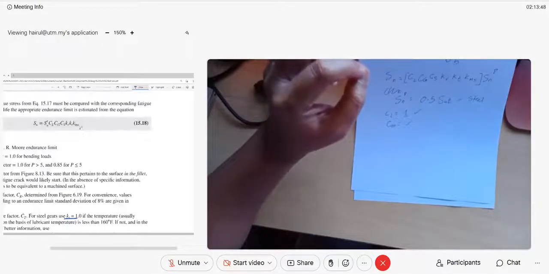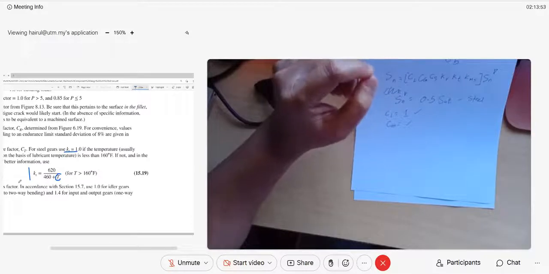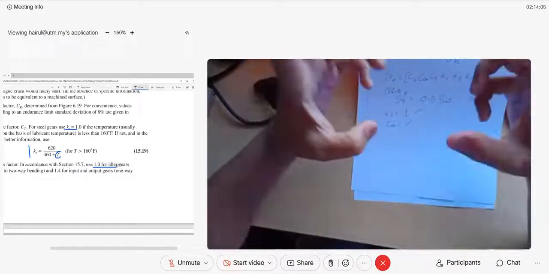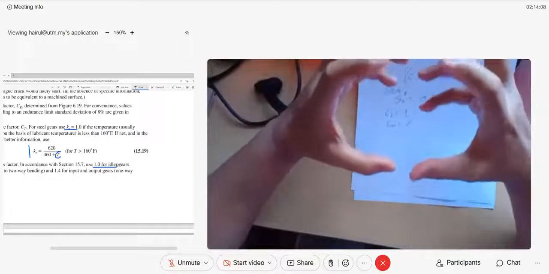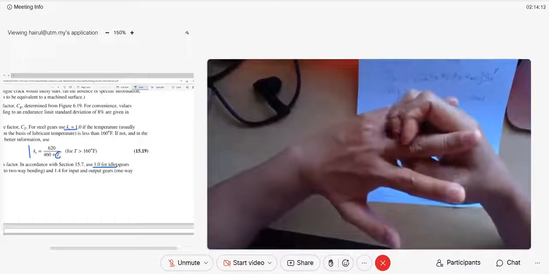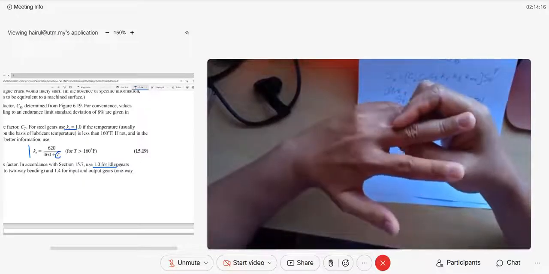Okay, the last one, KMS. What is KMS? KMS is the mean stress factor. Mean stress factor means like this, guys. KMS is 1 for an idler gear, because for all gears you need to analyze the teeth. If the gear is an idler in the middle, the mean stress factor is 1, because an idler gear is always subjected to two-way bending. But it is 1.4 for input and output gear.